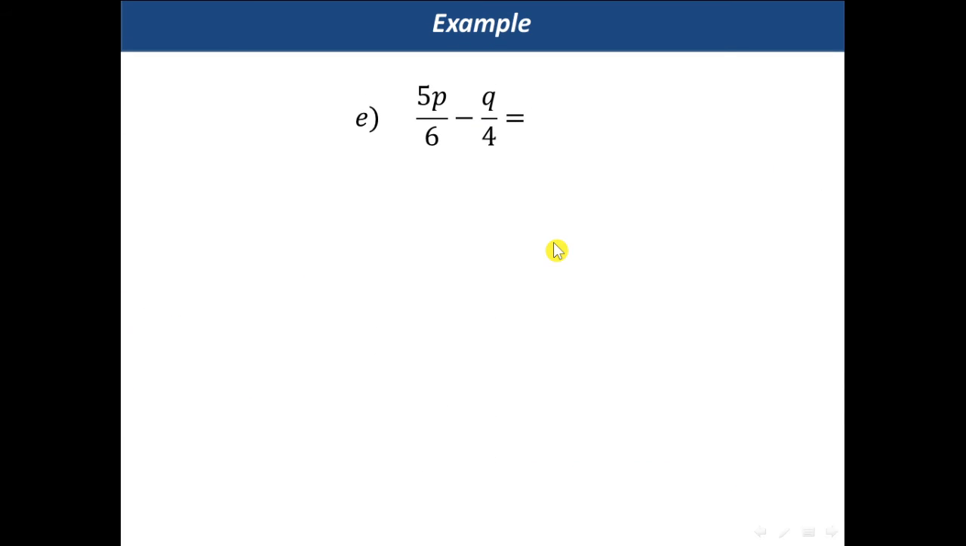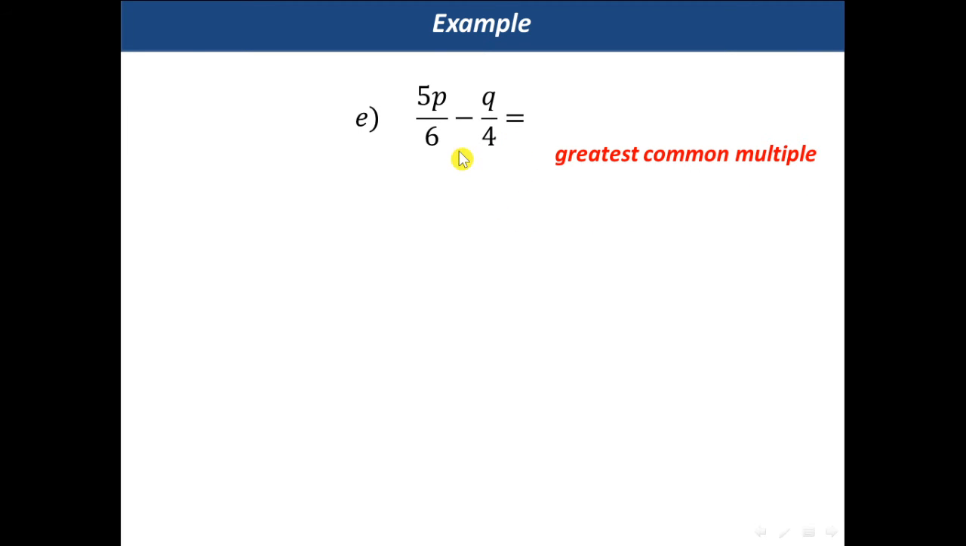And the same thing goes for this one, 5p over 6 minus q over 4. Again, I do not have the same denominators, correct? So I have to unify them. But 6 is not divisible by 4, so if I divide 6 by 4, it gives me a fraction. So I have to find the common multiple between them.